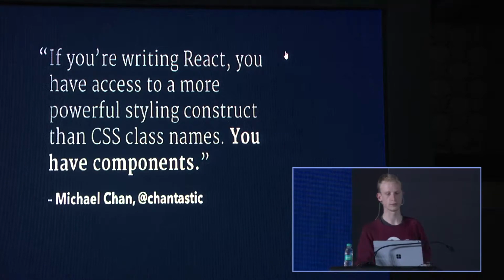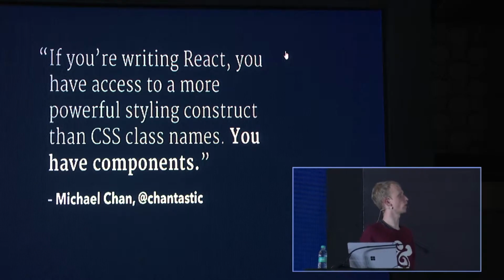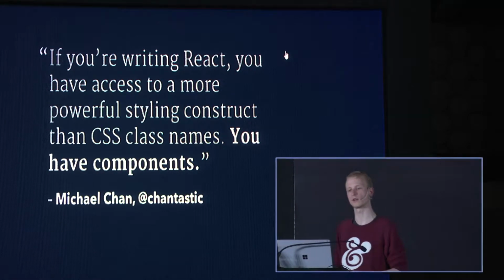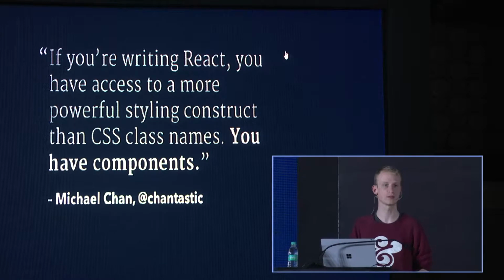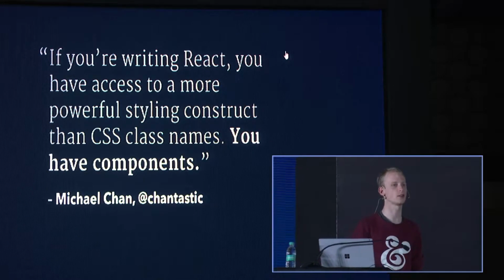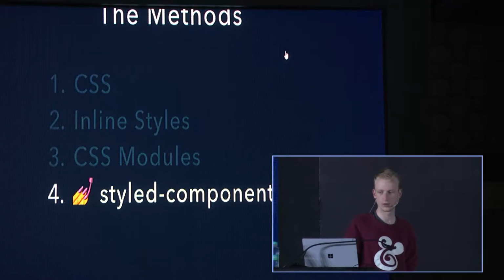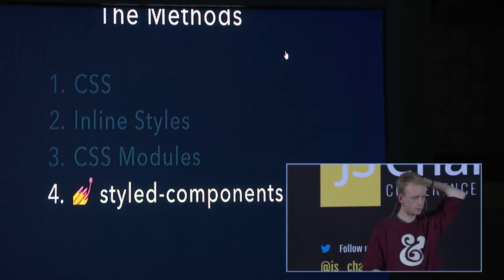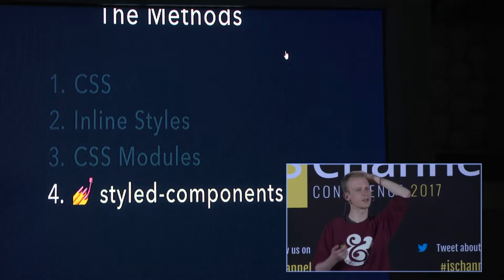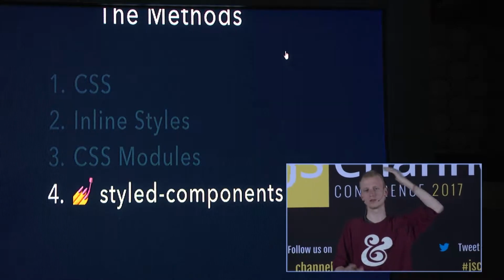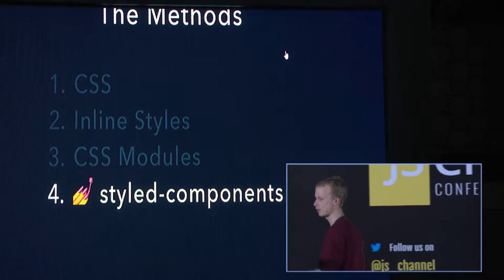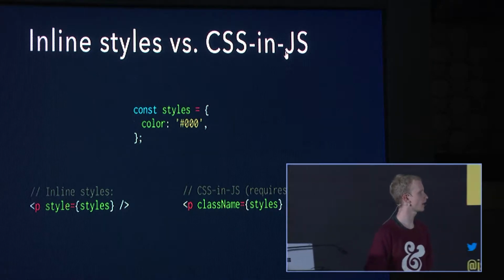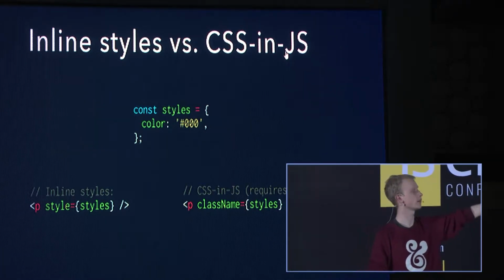So that's where styled-components comes in. Michael Chan has this great quote in one of his articles where he says, if you're writing React, you have access to a more powerful styling construct than CSS class names. You have components. And that is very much the crux of why styled-components exists, right? So styled-components is a library that myself and a friend, Glen Maddern, made specifically for our use case of Elemental UI, and then eventually it developed into a solution that just worked for everything. So the idea behind styled-components is to put actual CSS in your JavaScript. To explain what that means, I have to explain the difference between inline styles and CSS-in-JS, right?